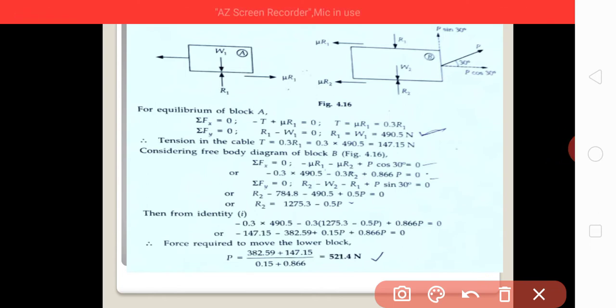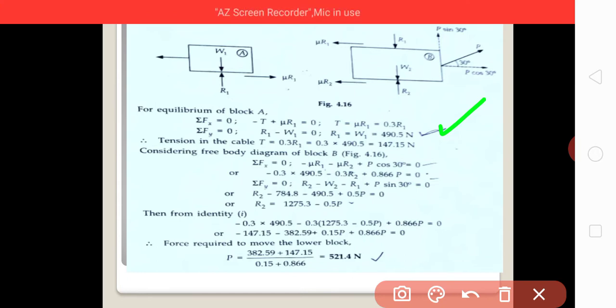Here, summation Fx equal to 0 means T minus T plus mu R1 equal to 0, so T is equal to mu R1, equal to 0.3 R1. Summation Fy equal to 0: R1 minus W1 equal to 0, so R1 equals W1, equal to 490.5 Newton.